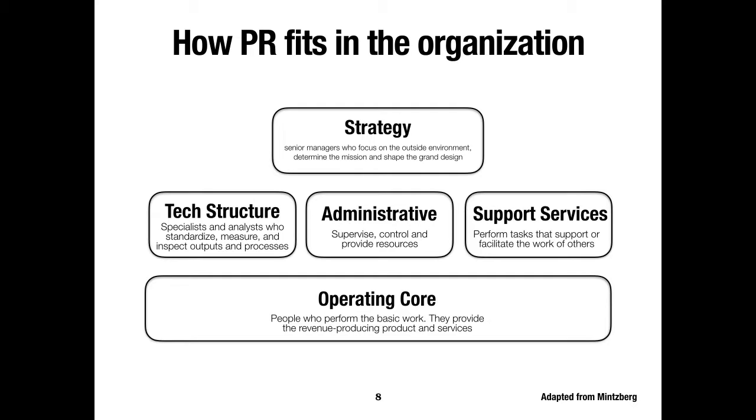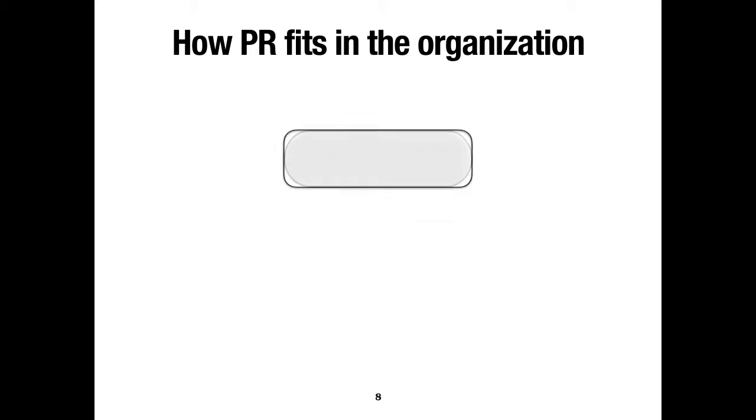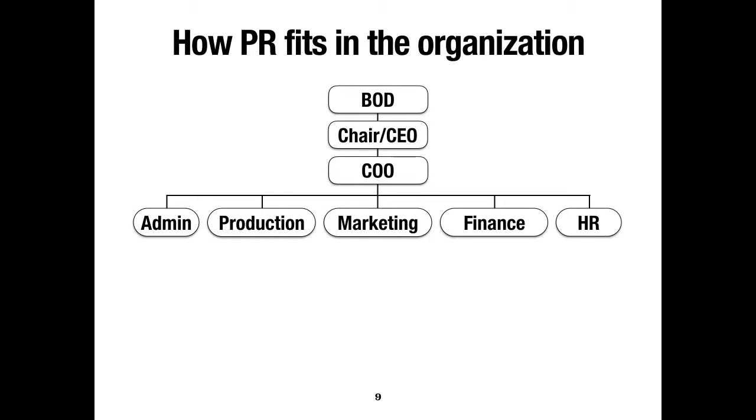The next row, the tech structure, the administrative support services, you can see that those are the things that make the business move and work. And then there's that bottom layer, and we don't mean bottom in the sense that it's lowest priority, but we mean bottom because it's the basis, it's the foundation, the people who perform the basic work. Where does public relations take part?